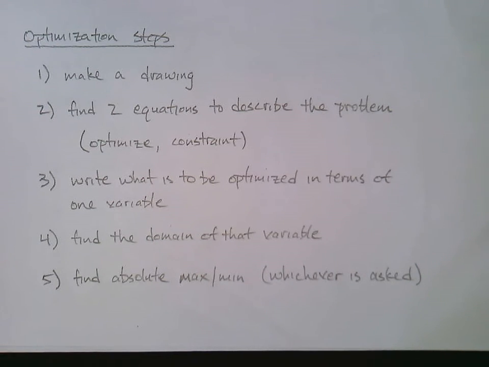Typically, one of those variables is much, much easier to isolate than the other. So when you do the constraint, usually one of them is going to pop out to you as being a whole lot easier to solve for than the other one. So go with that. Do the easy one. Then number four, write the domain of that variable.